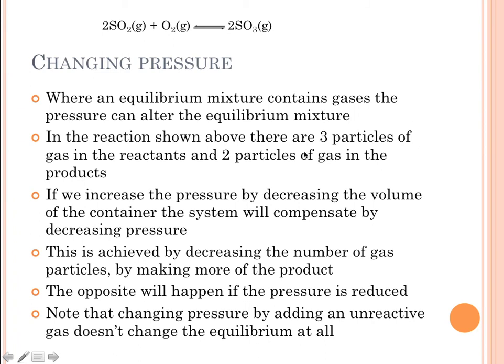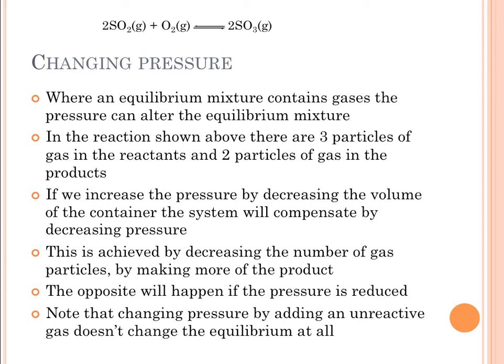We can also change pressure. Now this is only helpful if we've got a gaseous equilibrium. Remember, pressure is achieved by the number of particles that are banging on the sides of our containers. If you increase the pressure by decreasing the volume, it doesn't work if you add an inert gas, but if you increase the pressure by decreasing the volume, then your system's going to go, oh, it's too much pressure in here, and it's going to decrease the pressure.